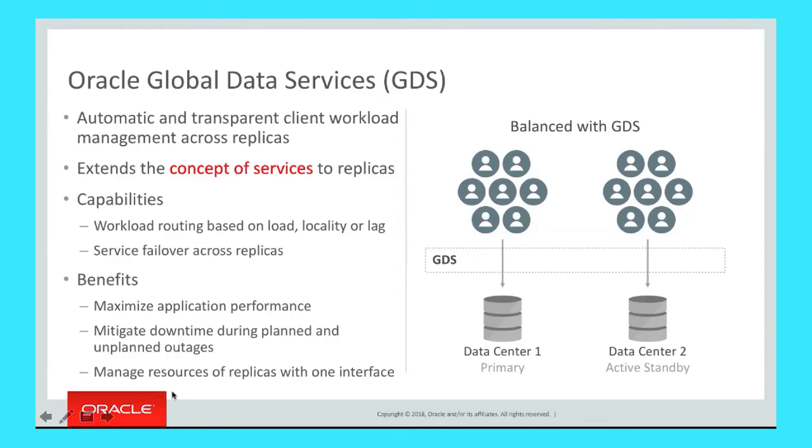The last one is you could have numerous replicas, and you could have Data Guard or GoldenGate for that matter. You can manage all these replicas with a single interface. It could be a command line interface called GDSCTL, or there is a GUI version of it via Enterprise Manager. With one interface, you can manage your client workload based on your business policies. On the right-hand side, what I'm showing here is that with GDS, you'll have balanced workload distribution across these databases.